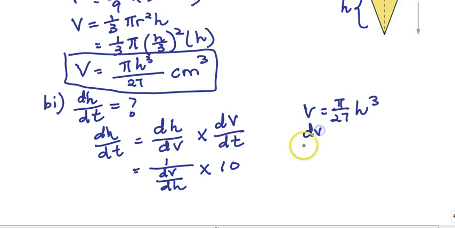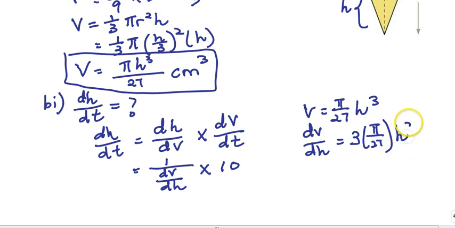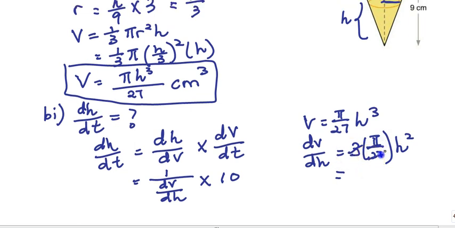Therefore, dV over dH can be found very easily, right? Because h is the only variable here. What we need to do is to bring down the power 3. Pi over 27 is just another constant that remains, and we reduce the power of h by 1. And you end up with, this can be cancelled, and you end up with pi over 9 h squared.